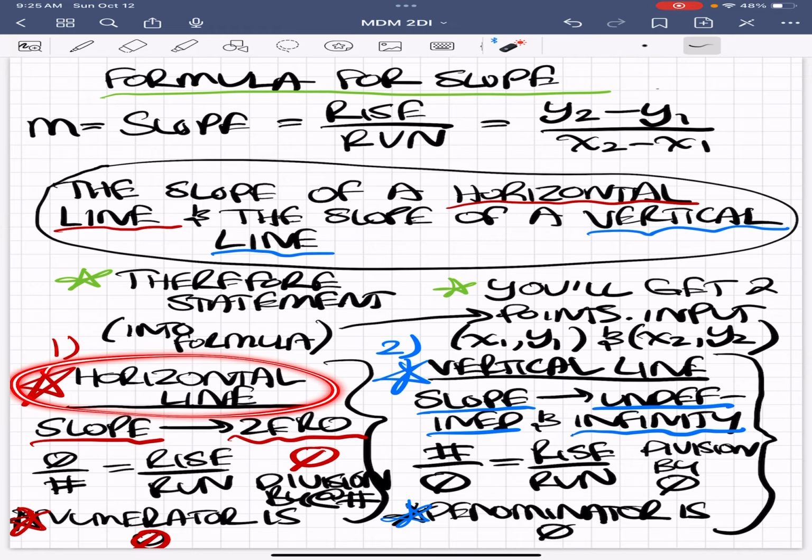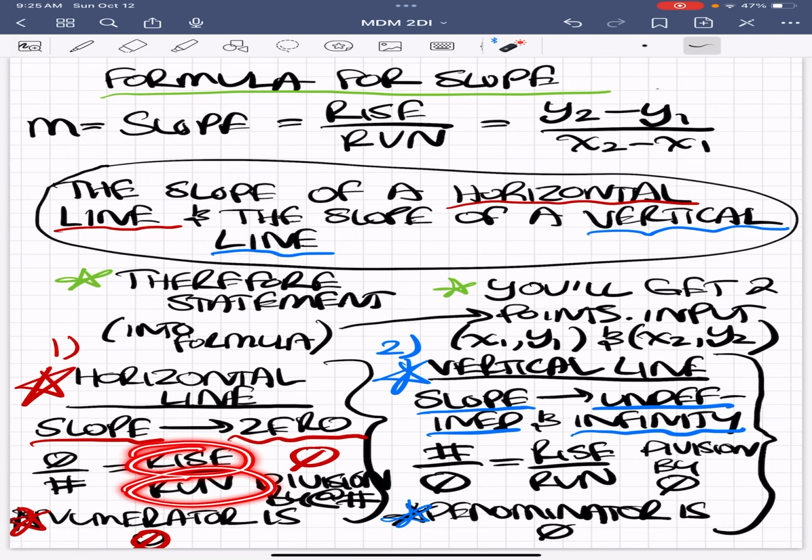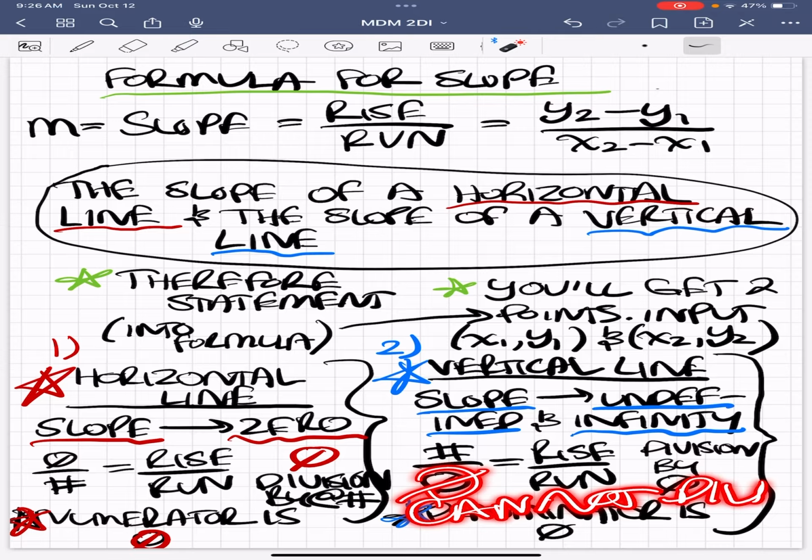So we have horizontal lines, and we have vertical lines. For a horizontal line, the slope is 0. 0 is the numerator, and it's divided by a number. So its rise is 0, and its run is a number, meaning that the slope is 0. When we have a vertical line, it is divided by 0, and we cannot divide by 0, meaning that it is undefined.